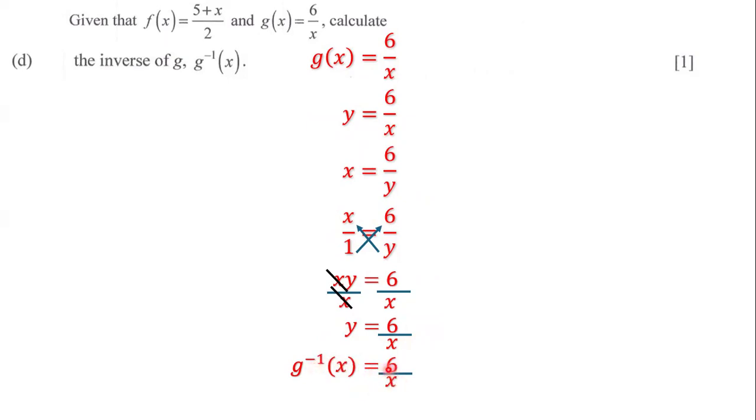Quick recap, what did we do to find the inverse? We set g of x equal to y. And then the next thing that we do is we swap x and y, so x is here, y is here. And then we solve for y, and we got that y is equal to 6 over x. And then we say that this y is equal to g inverse of x. And that's our answer. g inverse of x is equal to 6 over x. And that's the answer to this question.